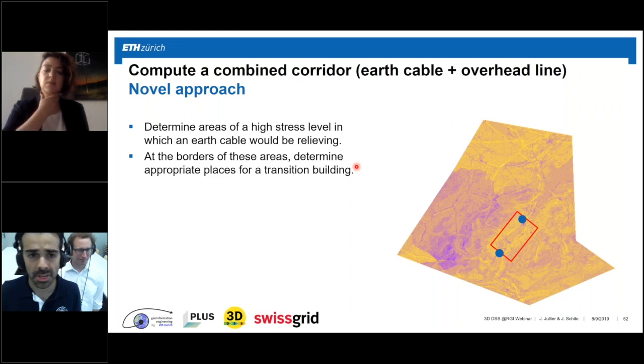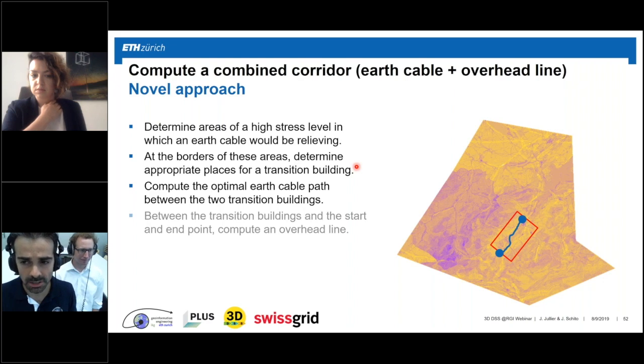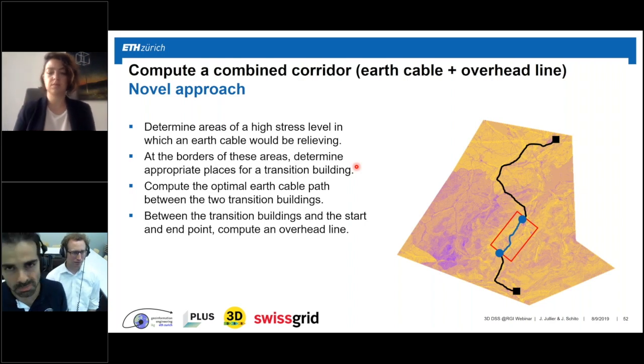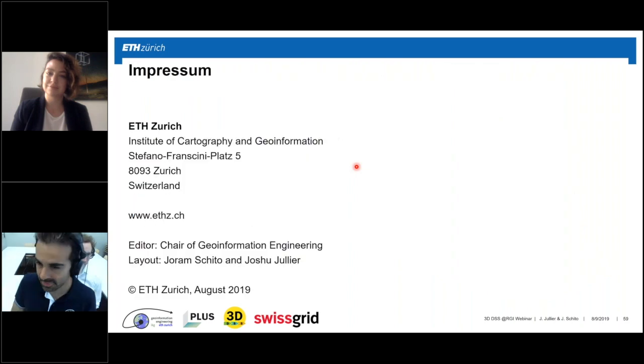And then third, we compute the optimal earth cable corridor between these transition stations within this area of a high stress level. And then from these transition buildings, we go to the connection points, the start and in the end. And we're looking forward to tackling this issue.